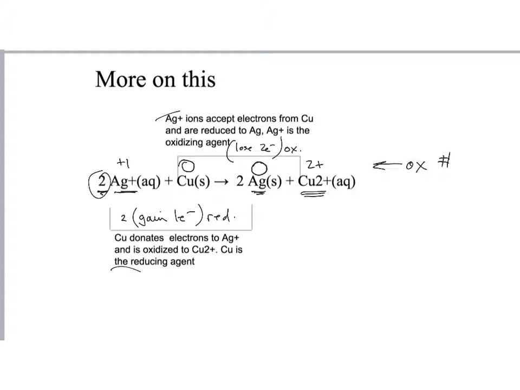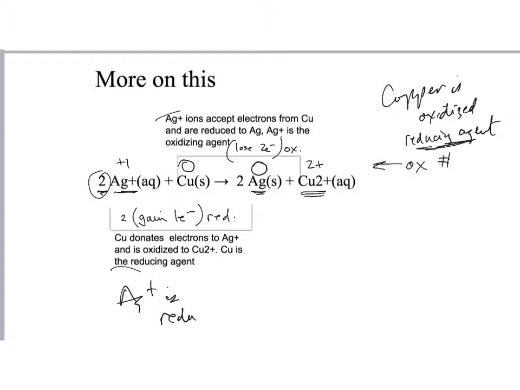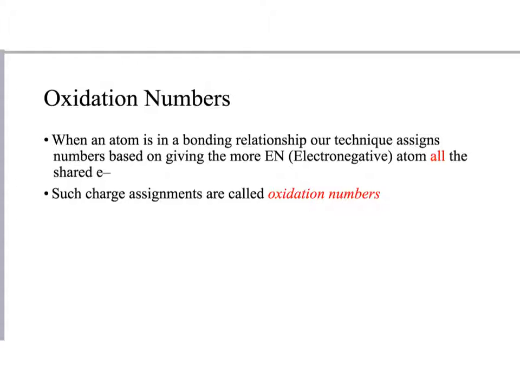Got a new word for you here. When something gets oxidized, like the copper, it's also the reducing agent. It caused the reduction of something else. Silver ions is reduced. You want to guess what it is? It's the oxidizing agent. Okay? So that kind of tells the story of this reaction. It's a different one. All right.